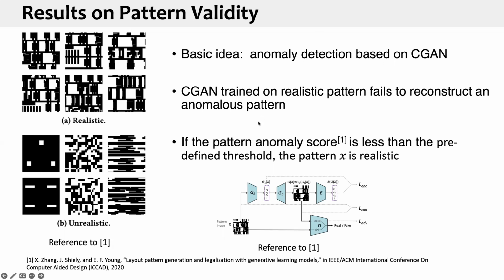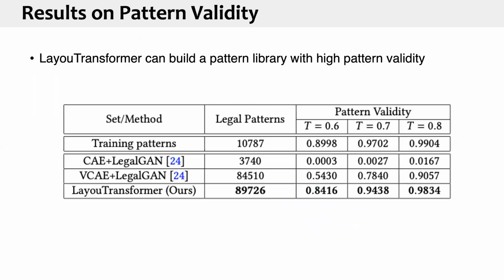Specifically, a CGAN-S is trained to learn the distribution of normal samples. Since the encoder is trained on normal samples, it fails to learn anomalous features. The trained generator is unable to reconstruct an anomalous pattern if it is encoded. Hence, we can detect if a given pattern is realistic or not by the difference of features between the pattern and its reconstructed one. This difference is defined as the pattern anomaly score.